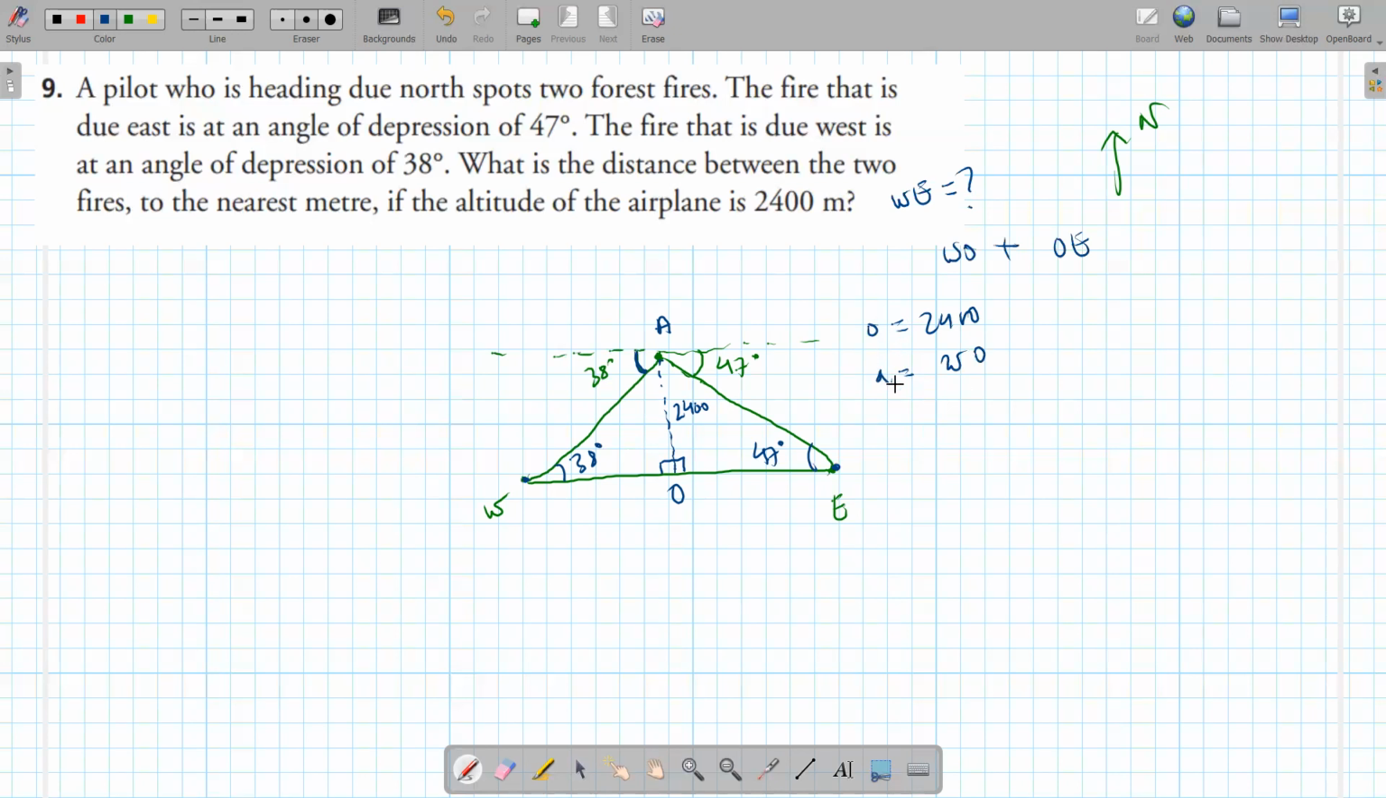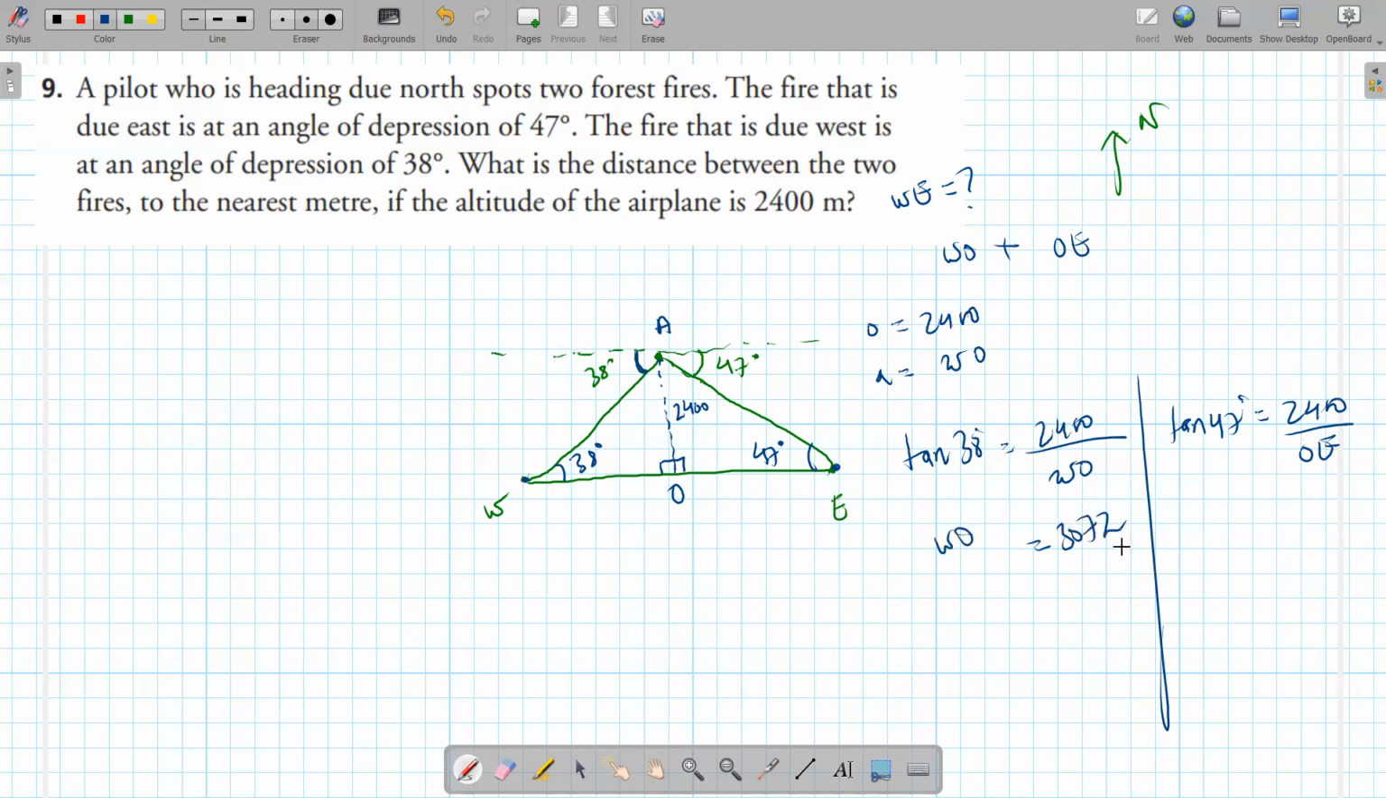So again, O and A, you notice how we use tan most of the time? So tan 38 is going to equal the opposite, which is 2400, divided by the unknown. How do you solve this for WO? You multiply by WO first, and then you divide by tan 38. Exactly, so I can just do this in one step. The other one will be 2400 divided by tan 47, and that one is OE.